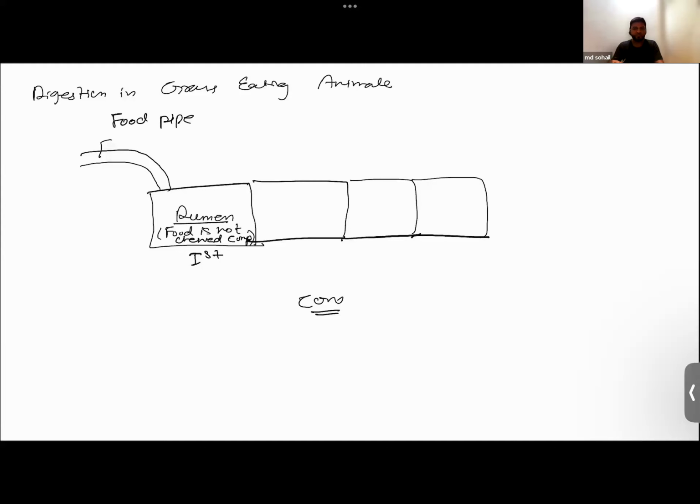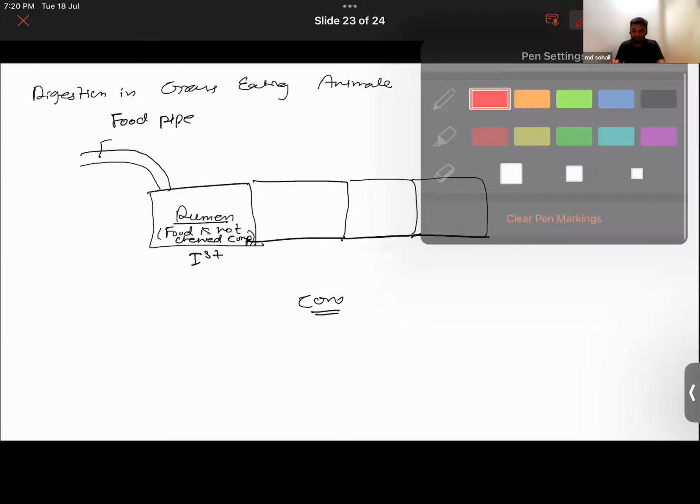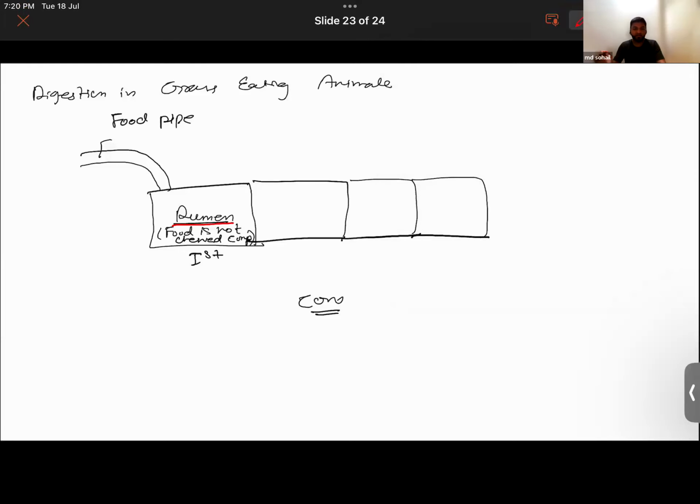This rumen which you are seeing here possesses cellulose digesting bacteria. Remember the component cellulose which is found in the cells of plants, which our body cannot digest, because an enzyme is required to digest the cellulose which our body does not have. So in the case of this cow, in the first chamber of their stomach, that is rumen, they have got cellulose digesting bacteria which will break down the food by the process called fermentation.